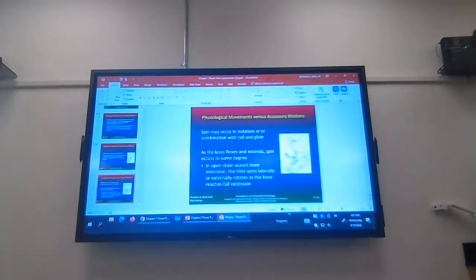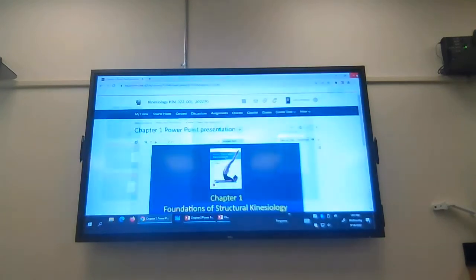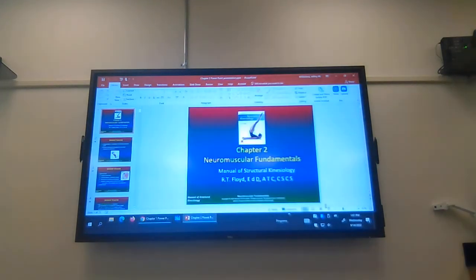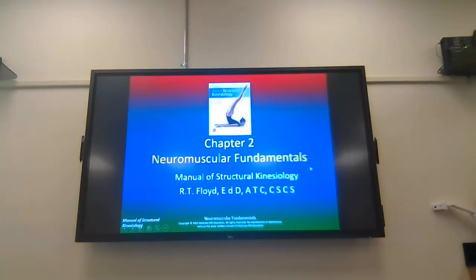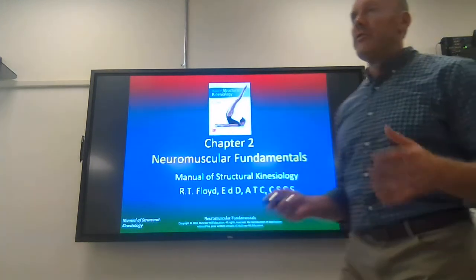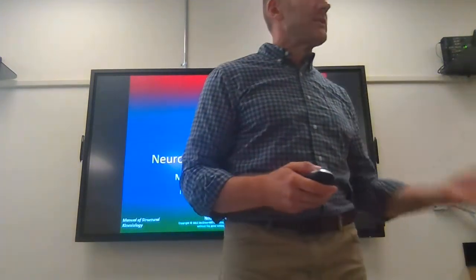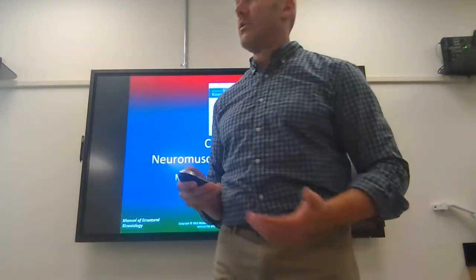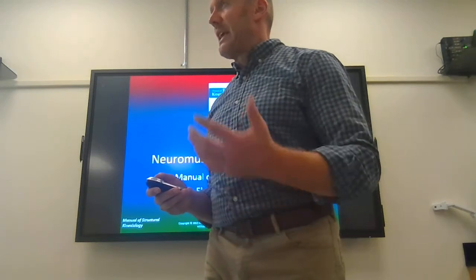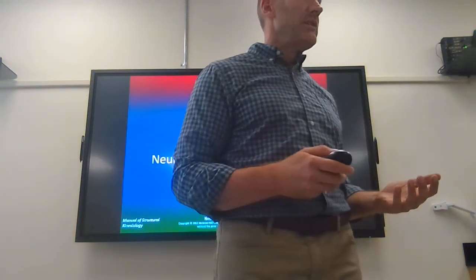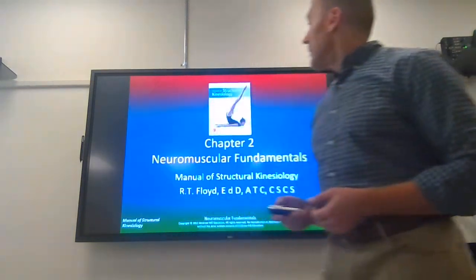Okay, so any questions on chapter 1 before we go to chapter 2? Okay, all right, so let's go into chapter 2 then. And let's talk about neuromuscular fundamentals. So to move effectively, we have to have muscles, we have to have nerves that control the muscles, and we have to have a skeleton that provides attachment points for the muscles.